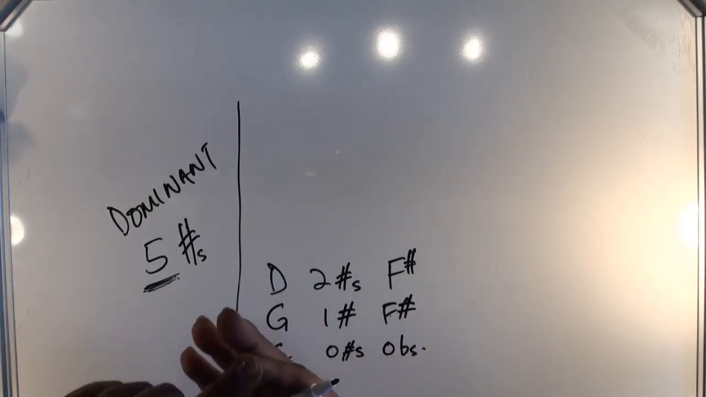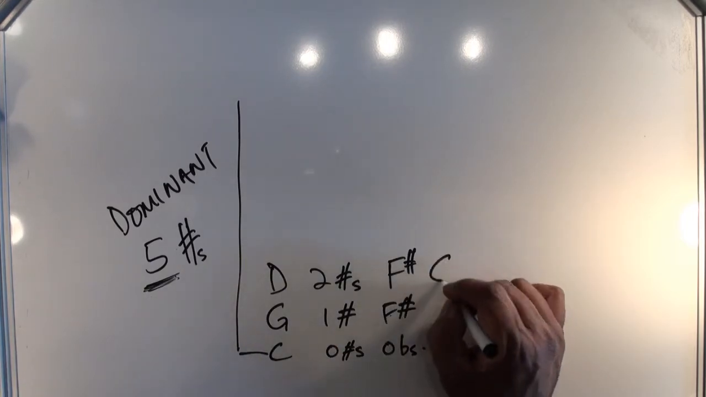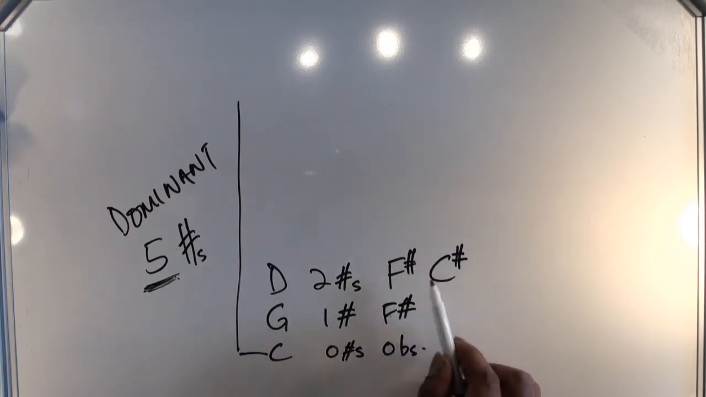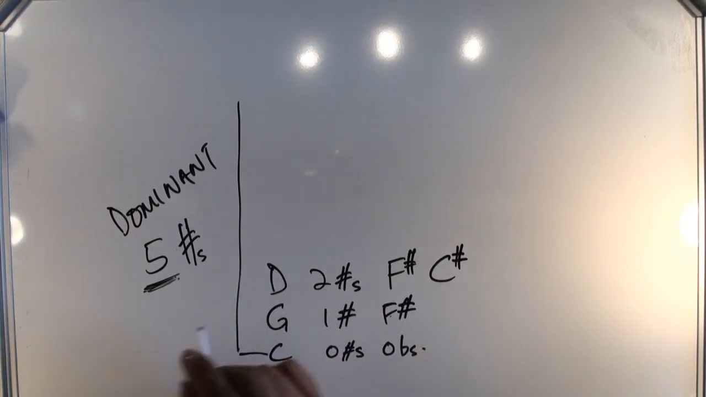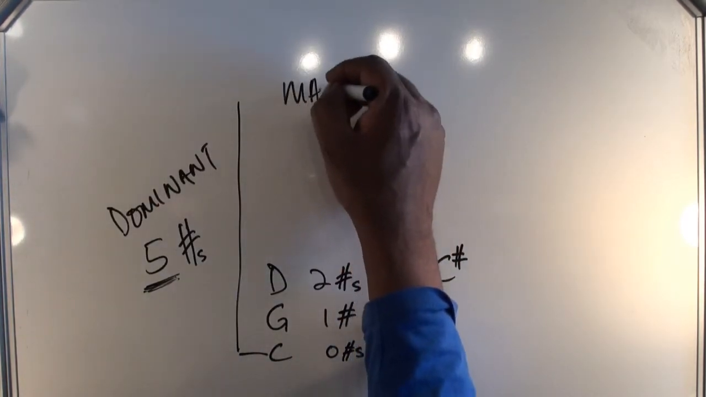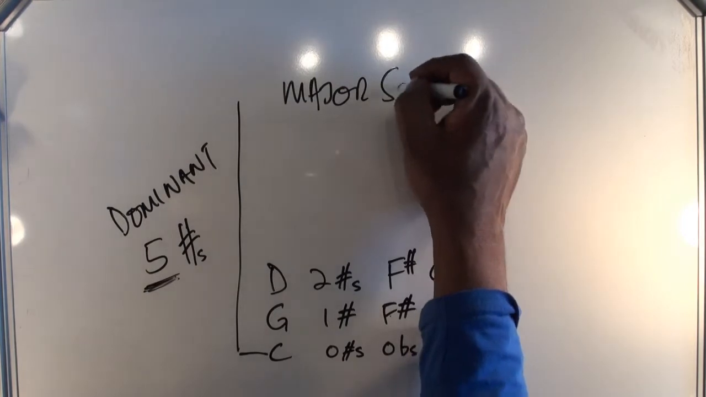F, G, A, B, C. So the next sharp is C sharp. Therefore, we conclude that D major has 2 sharps, F sharp and C sharp. I think I should write here that these are major scales.